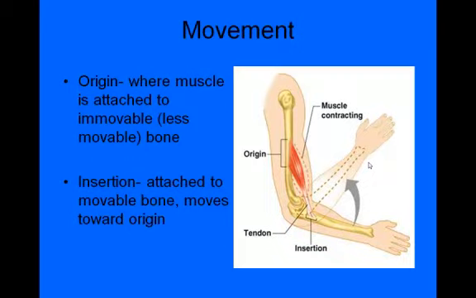So let's look at that movement and talk about origin and insertion. Origin is where the muscle is attached to the immovable or less movable bone. Insertion is where the muscle is attached to the movable bone. So that moves toward the origin.